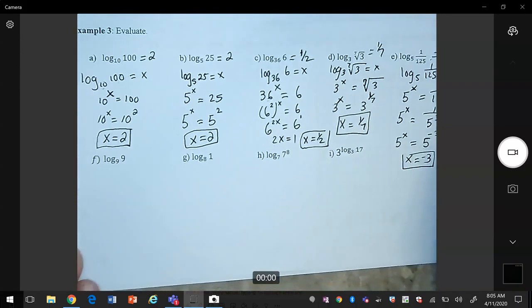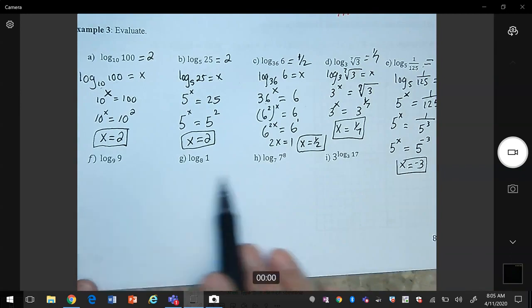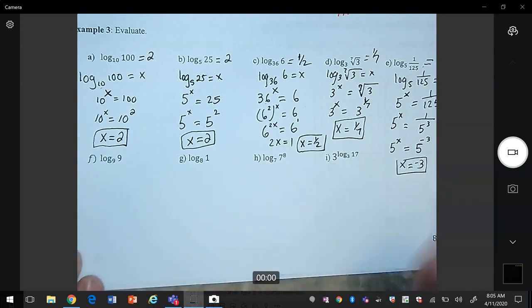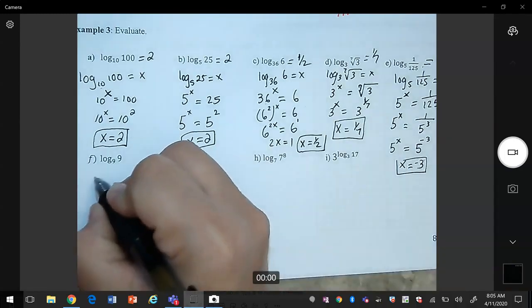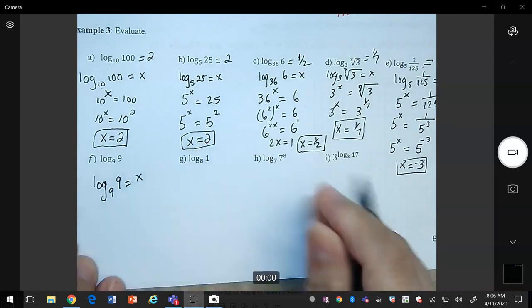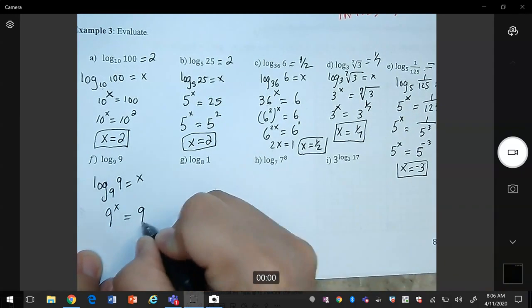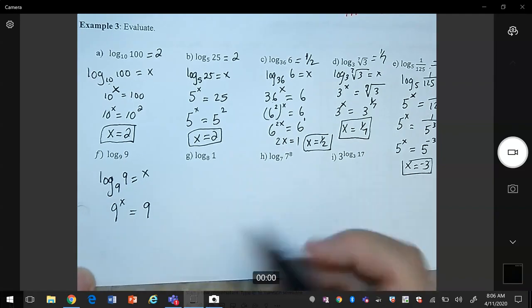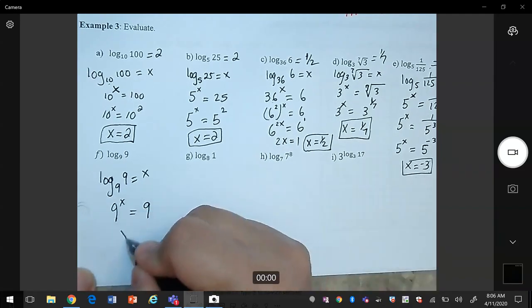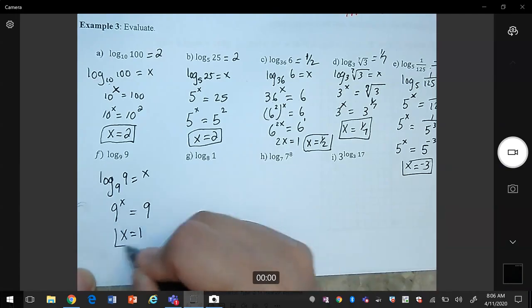Okay, let's try letter F. F through I are special cases, and you'll see why here in a second. So we have log base 9 of 9 is equal to x. So here x is going to be equal to 1. So 9 to the first power is 9.